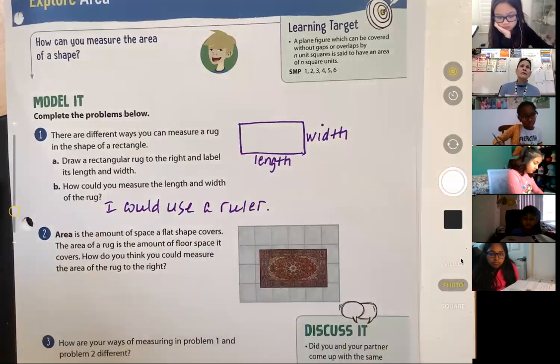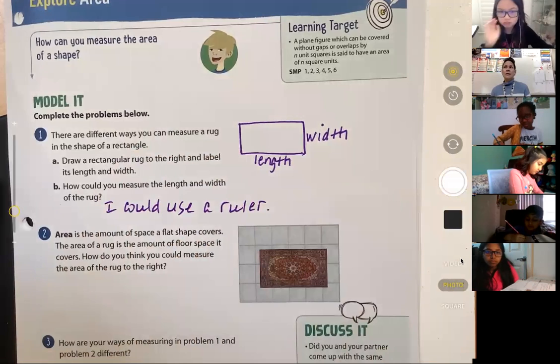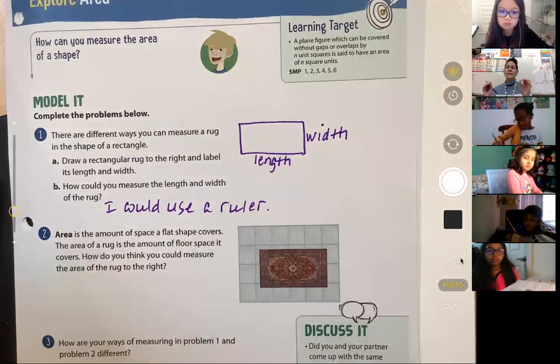We could simply use a ruler and we could do what? We could measure the length, we could measure the width using a ruler, right? So I can simply say that. I could say, I could use a ruler. And notice, friends, how I am using a complete sentence here. I am giving you that answer in a complete sentence. That is very fourth grade, right? I'm not just saying, oh, a ruler, right? I'm saying I could use a ruler.